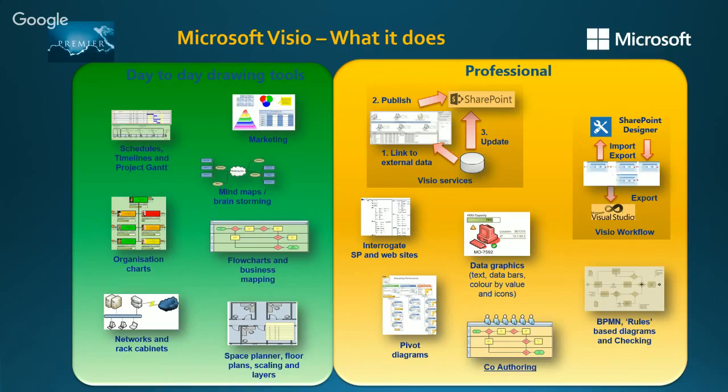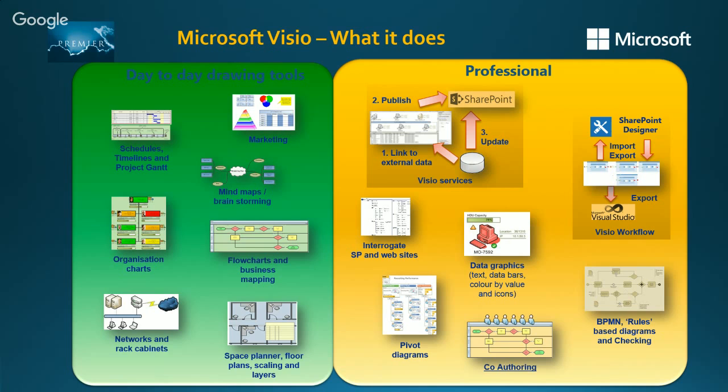And for anyone serious about process maps, you've got BPMN, Business Process Mapping Notation, which means you have to put in rules. So you always have to have a start and an end point. If you have a decision, you've got yes and no coming out of it, and you can put in your own rules as well.